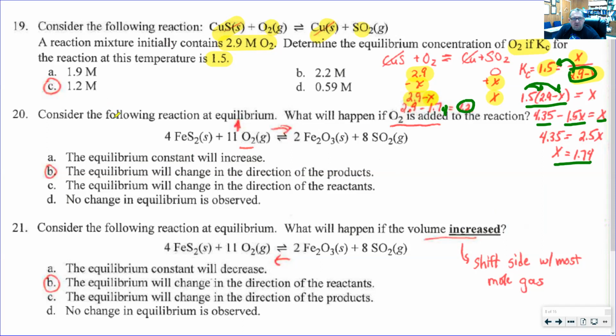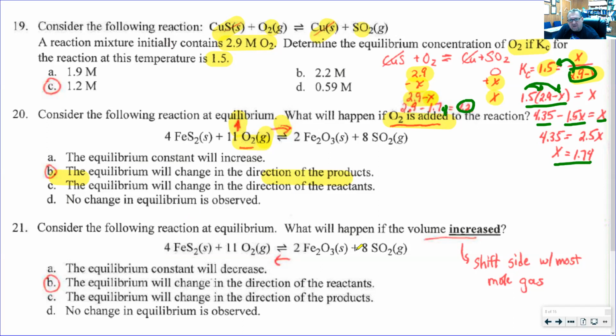All right, problem number 20 says, consider the following equilibrium. What happens if O2 is added to the reaction? So this is Le Chatelier's principle. So in this, O2 is a reactant. It's in the gas phase, so that means it will change as concentration or amount changes. So if I increase it, the equilibrium shifts towards the direction of the products, in the forwards direction. Okay, so choice B.